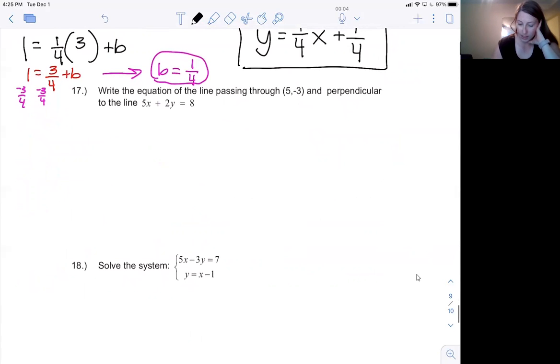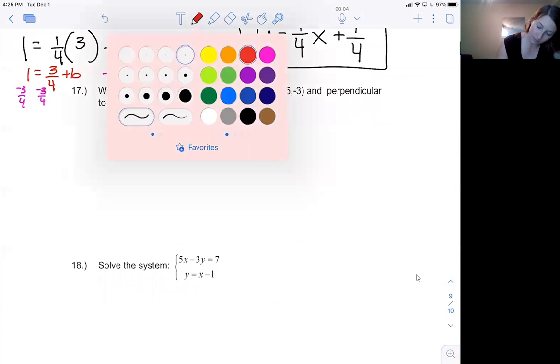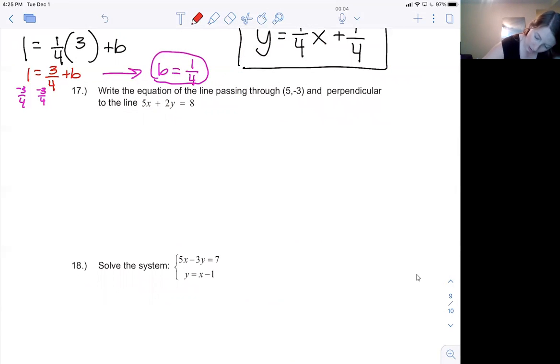Okay, so number 17 is very similar, except I'm given an equation and they want to know the equation of a line that passes through a point and is perpendicular to the equation they gave us. When it's perpendicular, and this might be good to write down too, the slope is going to be opposite, and I'll explain that more. If it's asking for a parallel slope, the slope stays the same.